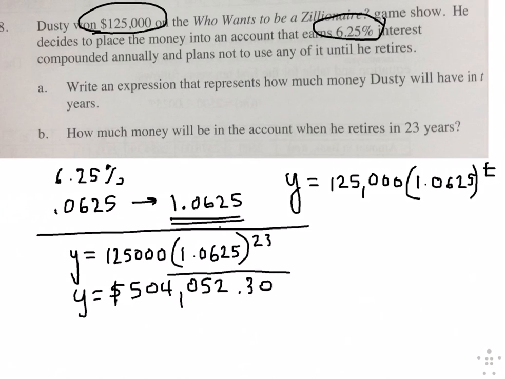$504,052.30. So this guy Dusty will have $504,000 in the time it takes him to retire in 23 years. Thus, the power of compounded interest.